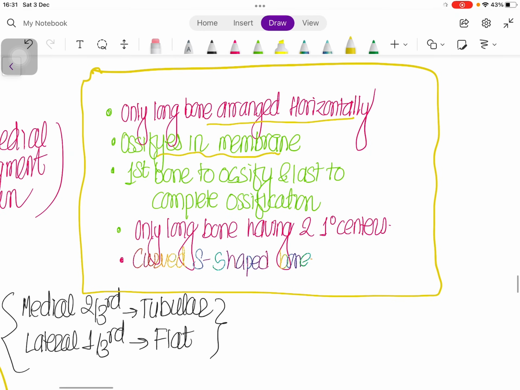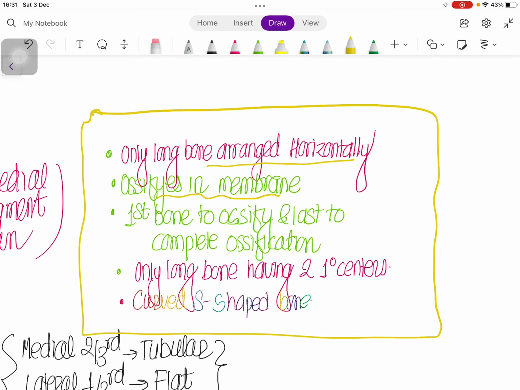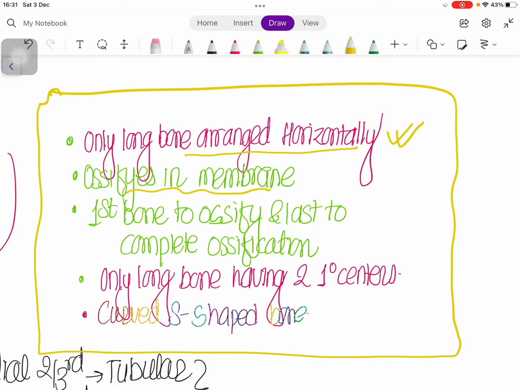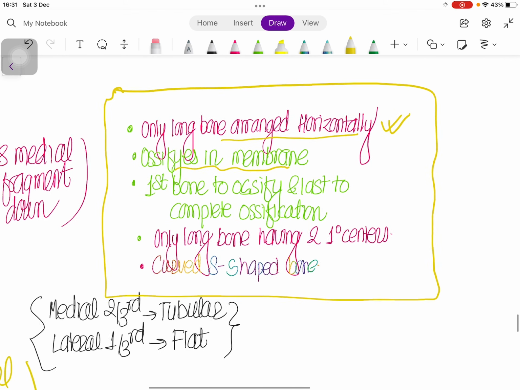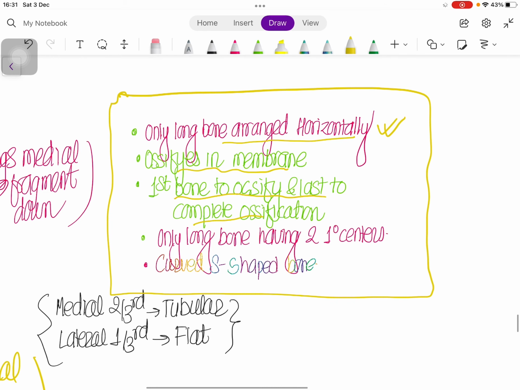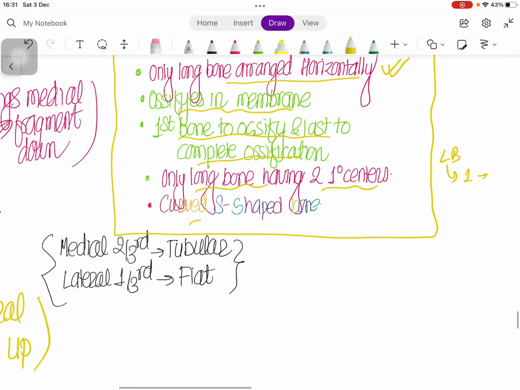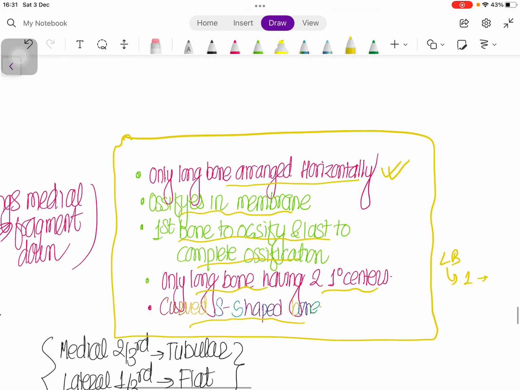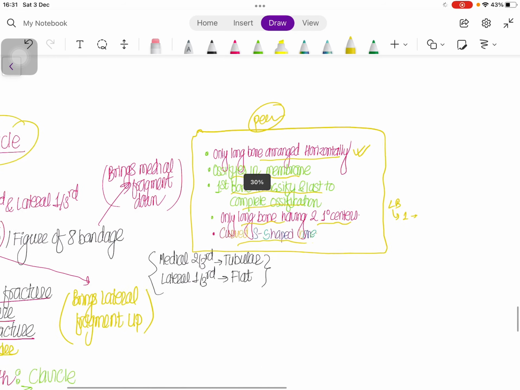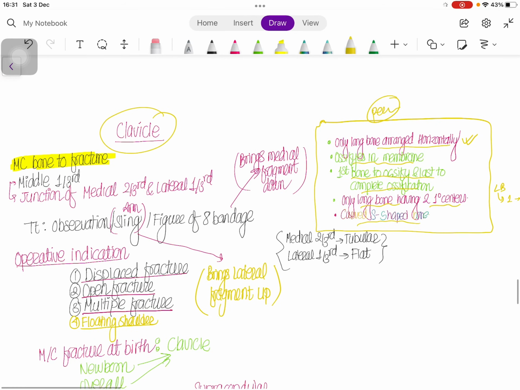So there are peculiar features of the clavicle, like this is the only bone which is arranged horizontally, and it is ossified in the membrane, like membranous ossification, and this is the first bone to ossify and last to complete ossification, and the only bone having two primary centers, like other long bones generally have only one primary center, but this bone has two primary centers and it is curved, S-shaped bone. So these are the peculiar features of the clavicle bone. So let's go with the fractures.